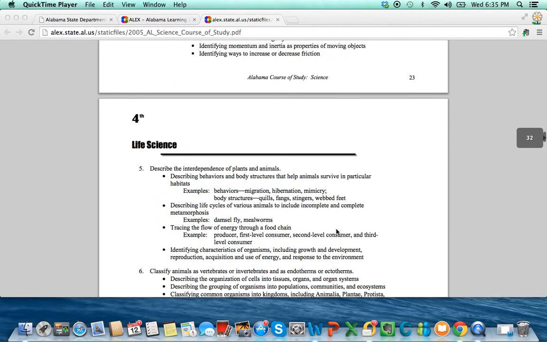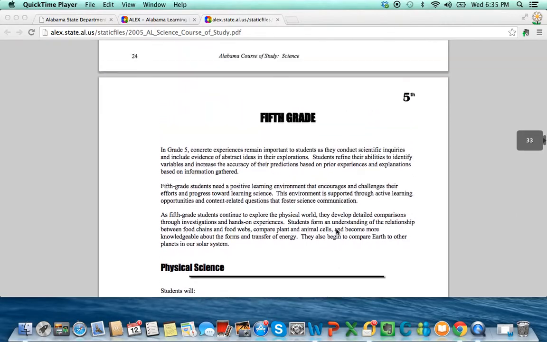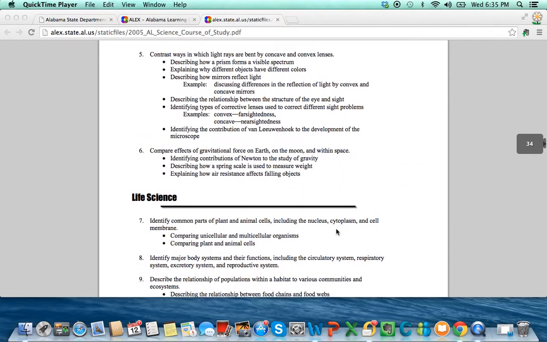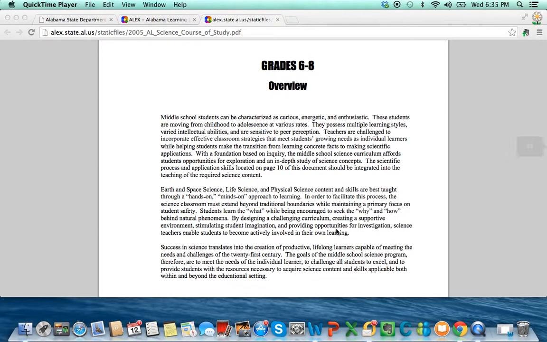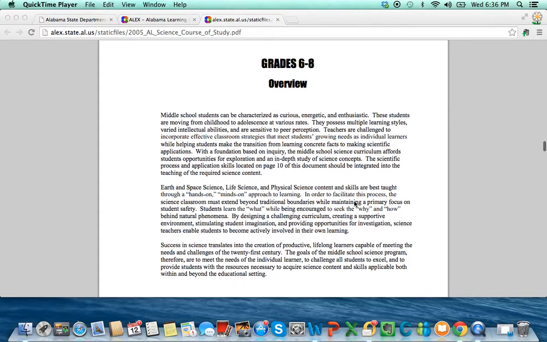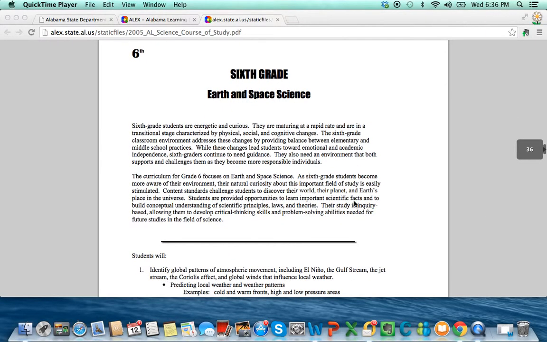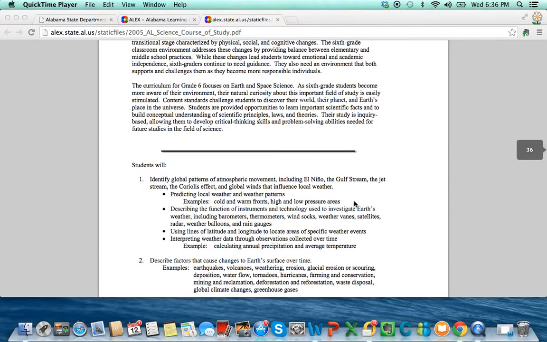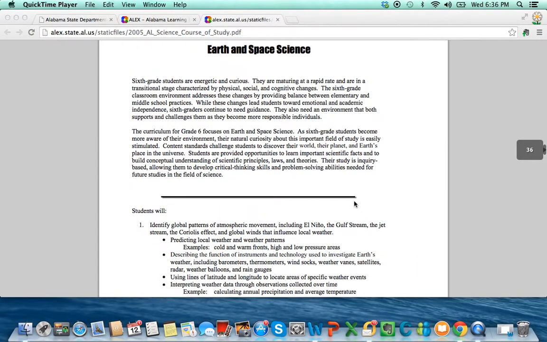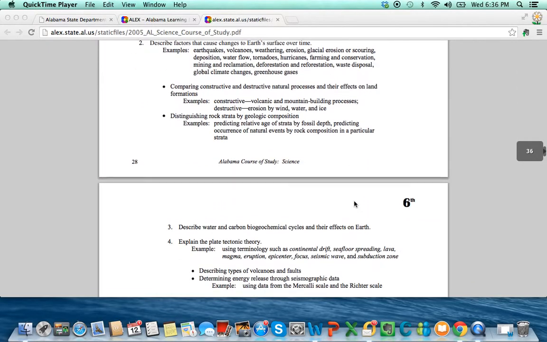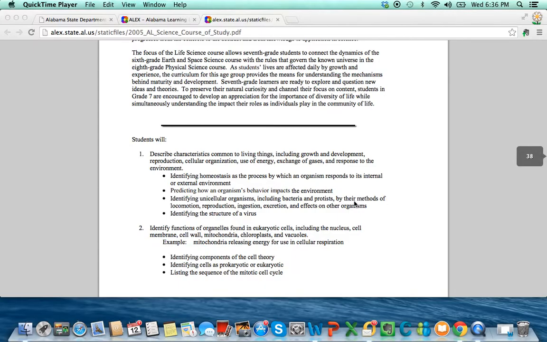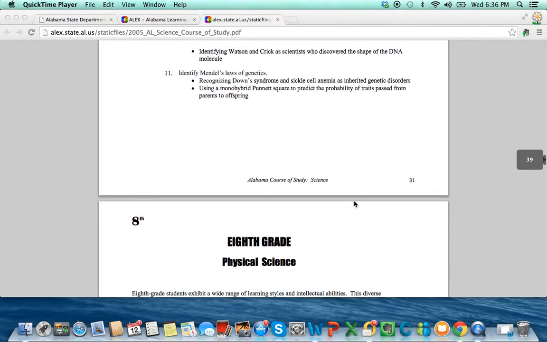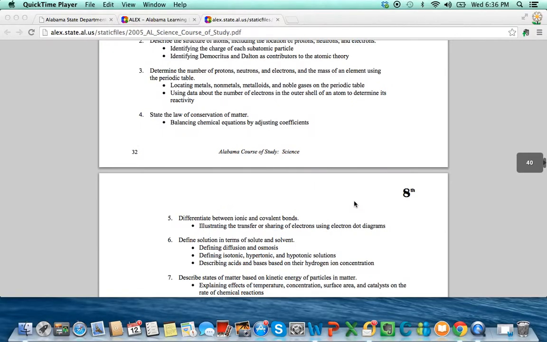The fourth grade band, the fourth grade standards, and the fifth grade standards. Then we get to the middle school standards, and I want to stop here for just a moment because what you'll see here is an overview regarding the standards, and then you will see the sixth grade standards on earth science, which is what we teach in sixth grade here in Alabama, the seventh grade standards, which are life science standards, and of course the 8th grade standards, which are physical science.